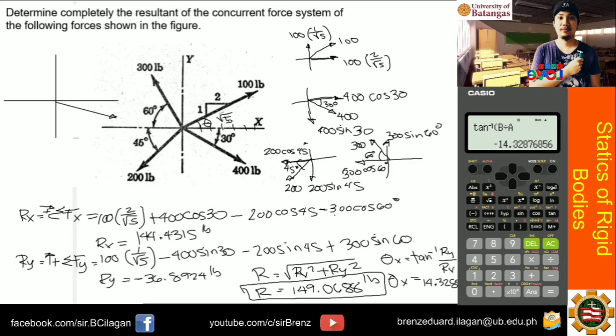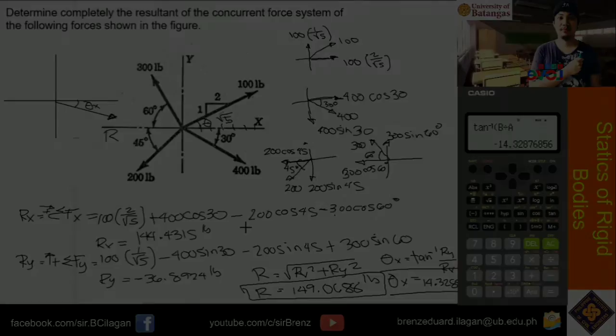So, this is your R. If you were asked to draw it, this will be your R. Sorry, it's hard to use this. R, and then this will be your theta x. Okay, so these four forces can be written as just this, with these values or this magnitude. Okay guys, let's proceed with the next problem.